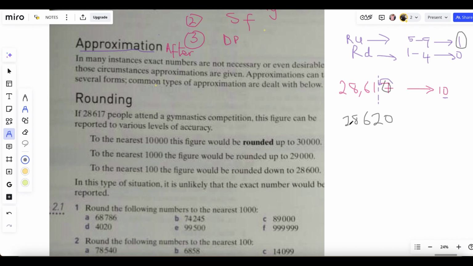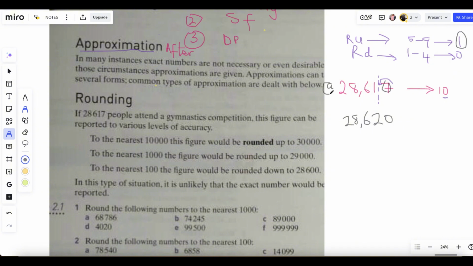So we've rounded this number to the nearest 10. So it becomes 28,620. The original number is 28,617. When you round to the nearest 10, it becomes 28,620. Okay? This 17 is rounded to 20. So that's to the nearest 10. That's the first one, the A part of this question.